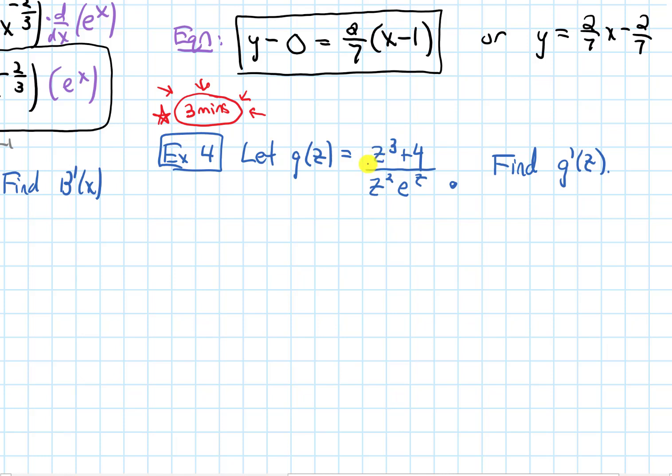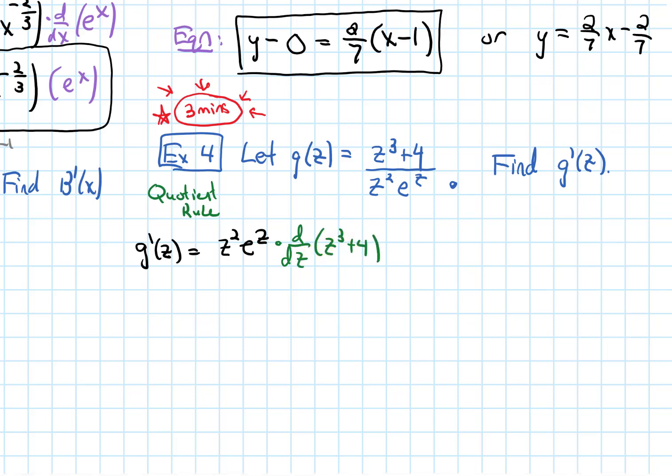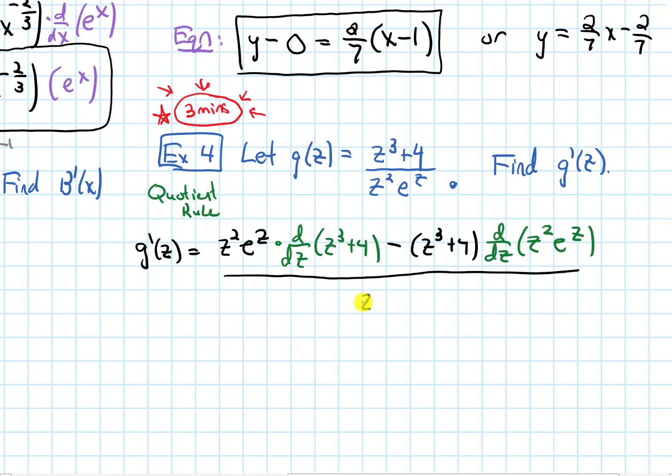So I see a function on top, I see this function on the bottom. That's making me think quotient rule. So when I write my derivative, if I do quotient rule, we'll get low d high first. So low is z squared e to the z, and then times d high, so times the derivative of z to the 3 plus 4, minus high d low. So minus high, z to the 3 plus 4, d low, so times the derivative of the bottom, z squared e to the z. And then over low squared. So this is going to be over low, z squared e to the z, that thing being squared.